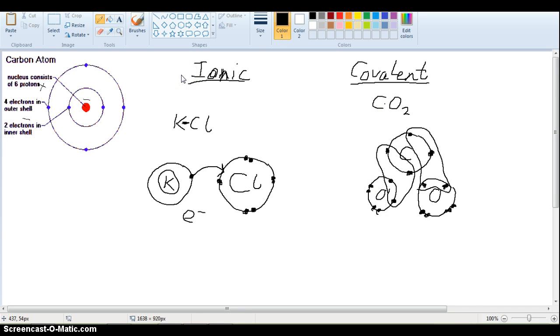Now, sometimes in covalent bonds, the electrons are shared unequally, and I'll do a separate screencast on what that's called.